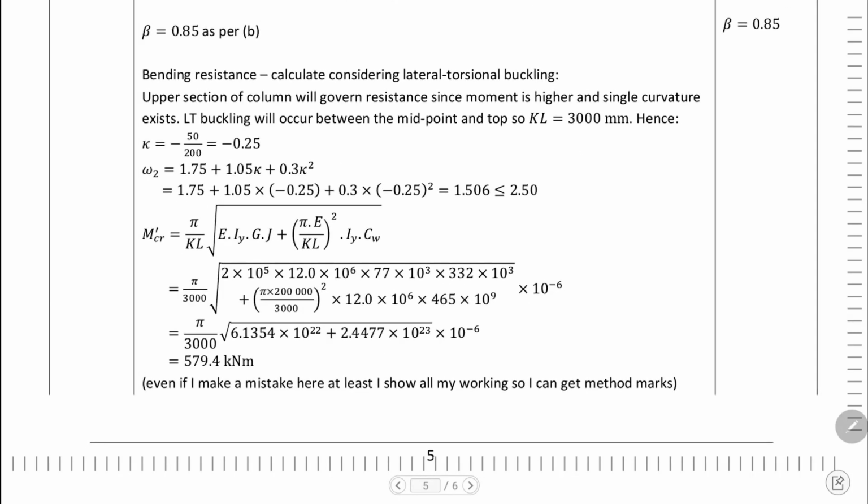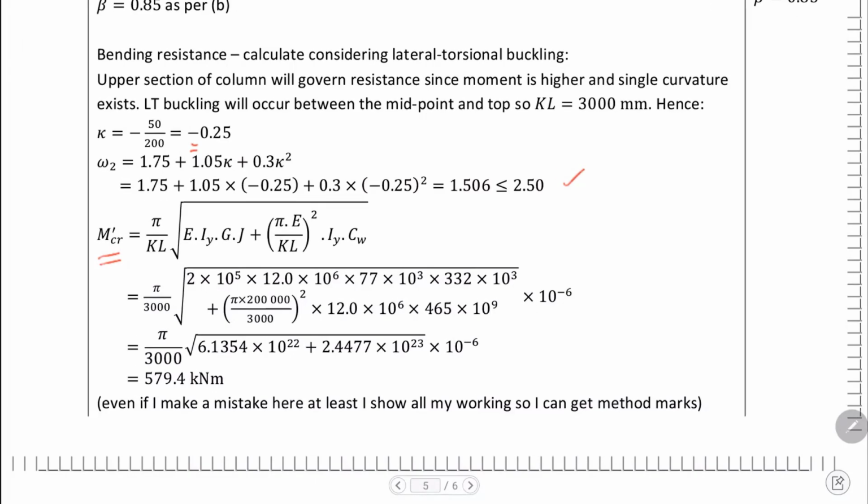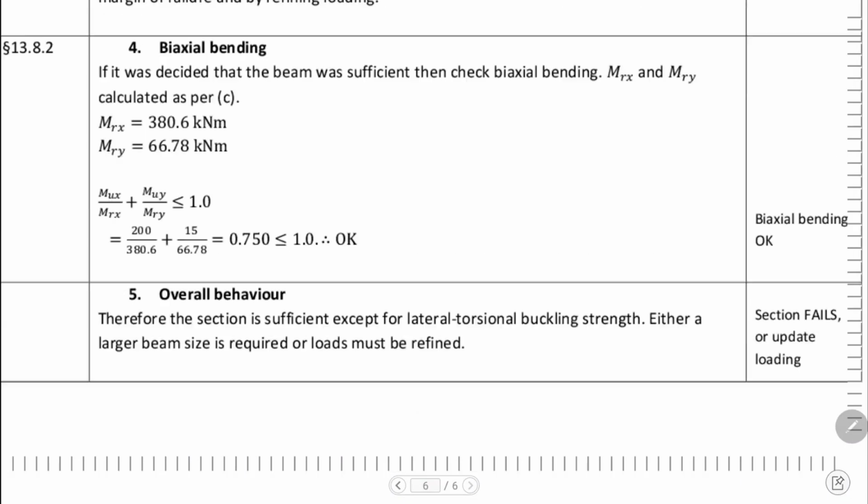So we work out our kappa value, negative for single curvature, and our omega 2 value, which is fine, and M'CR. Remember, M'CR is what you find in the Red Book. It excludes omega 2. So first we calculate our elastic buckling MCR, run through all the steps, and just a side note, even if I make a mistake, at least I show all my workings so I can get marks in an exam. So then continue on.